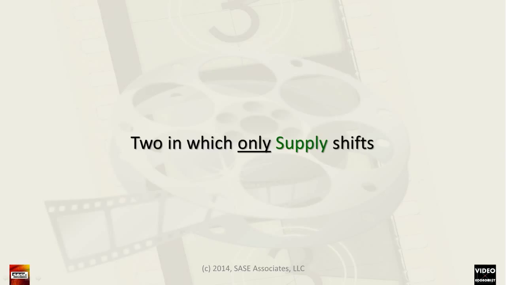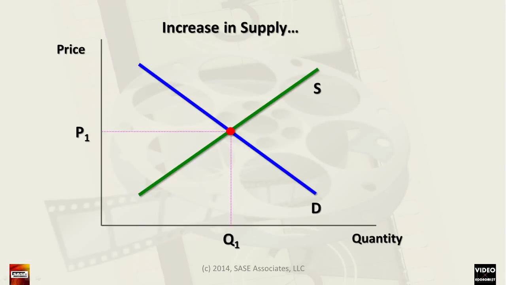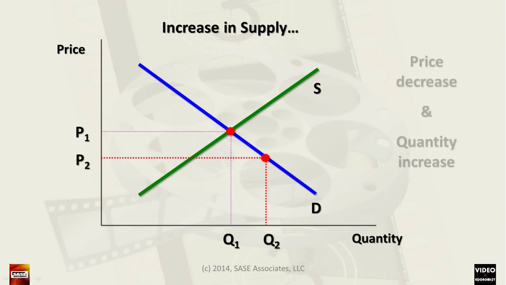In the first 2 graphs, we consider 2 market examples in which only supply shifts and determines specific changes to equilibrium, price, and quantity. In the first of these 2 supply shift examples, we look at an increase in supply that we graph as a shift downward and to the right.